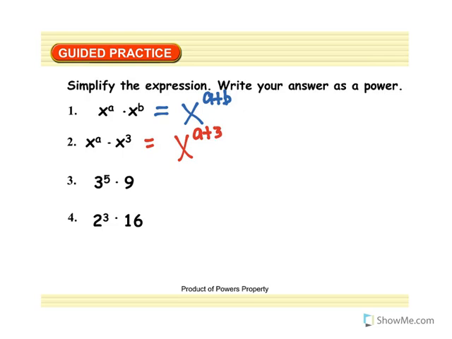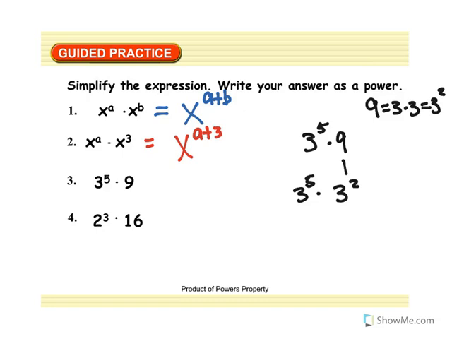Let's take a look at this next one, right? So 3 to the 5th times 9. Well, on the surface, I don't have a common base. But what is 9 equal to? 9 is equal to 3 times 3, which is the same as saying 3 squared. So I can actually rewrite the number 9 as 3 squared. So now I've got 3 to the 5th times 3 squared. Well, that's easy. I keep the base and add the powers. And this is the same as saying 3 to the 7th, right? Because 9 is 3 times 3. So I have 5 powers of 3 multiplied by 9, which is 2 more. That's going to give me 7.